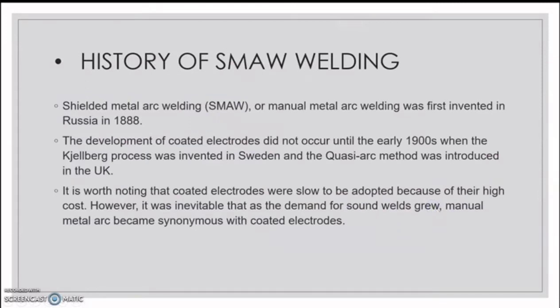Shielded metal arc welding or manual metal arc welding was first invented in Russia in 1888. Development of the coated electrode did not occur until the early 1900s when the Kjellberg process was invented in Sweden and the Quasi-arc method was introduced in the UK. It is worth noting that coated electrodes were slow to be adopted because of their high cost. However, it was inevitable that as the demand for sound welds grew, manual metal arc became synonymous with coated electrodes.